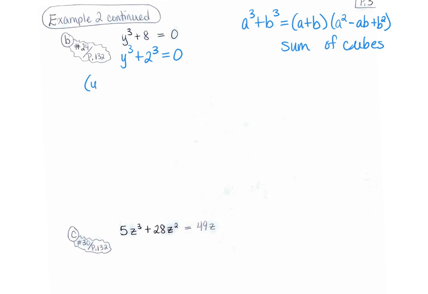Parentheses, y plus 2. Yes? Times parentheses, y squared minus 2y plus 2 squared, and 2 squared is 4, yes? equals 0. Yes. Very good. So all of you, when you have this and you have the 2 squared, you are absolutely correct. Go ahead and write out what 2 squared is. Does that make sense? Everybody on the same page?